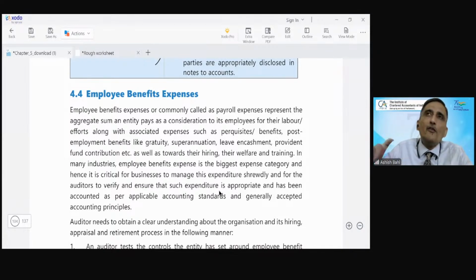So how would you verify the occurrence assertion in respect of employee benefit expenses? Now, what would the occurrence assertion in respect of employee benefit expenses mean? It means that these expenses have in fact been incurred, that money has actually been paid on account of salary and wages.